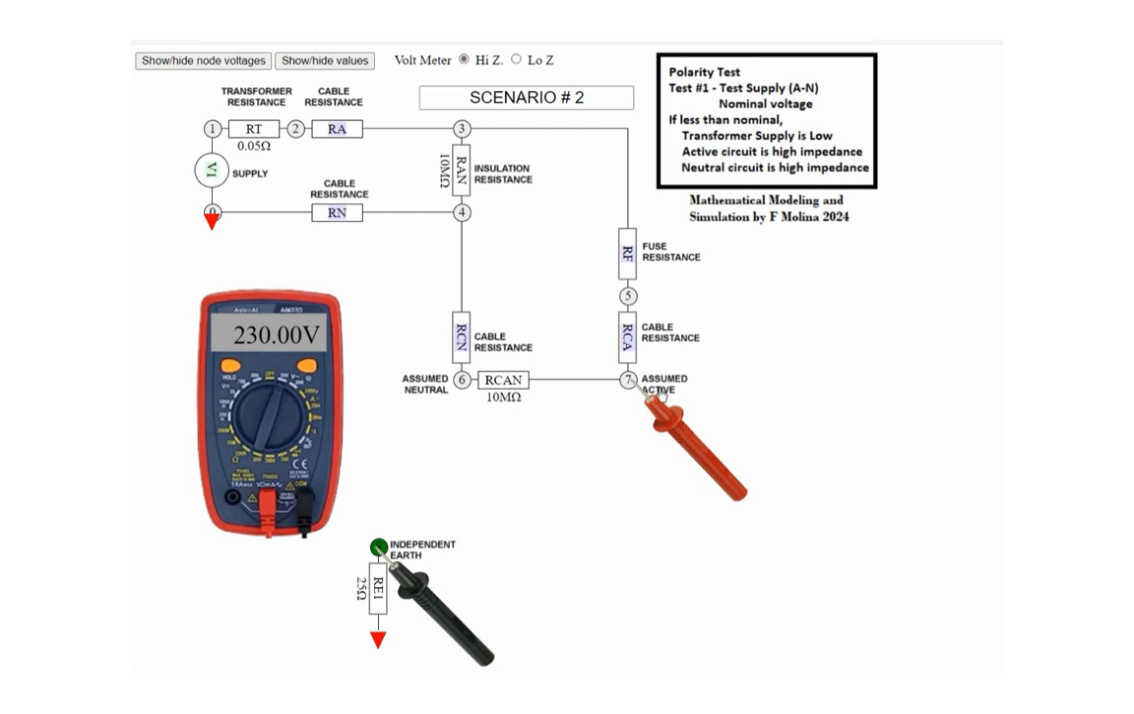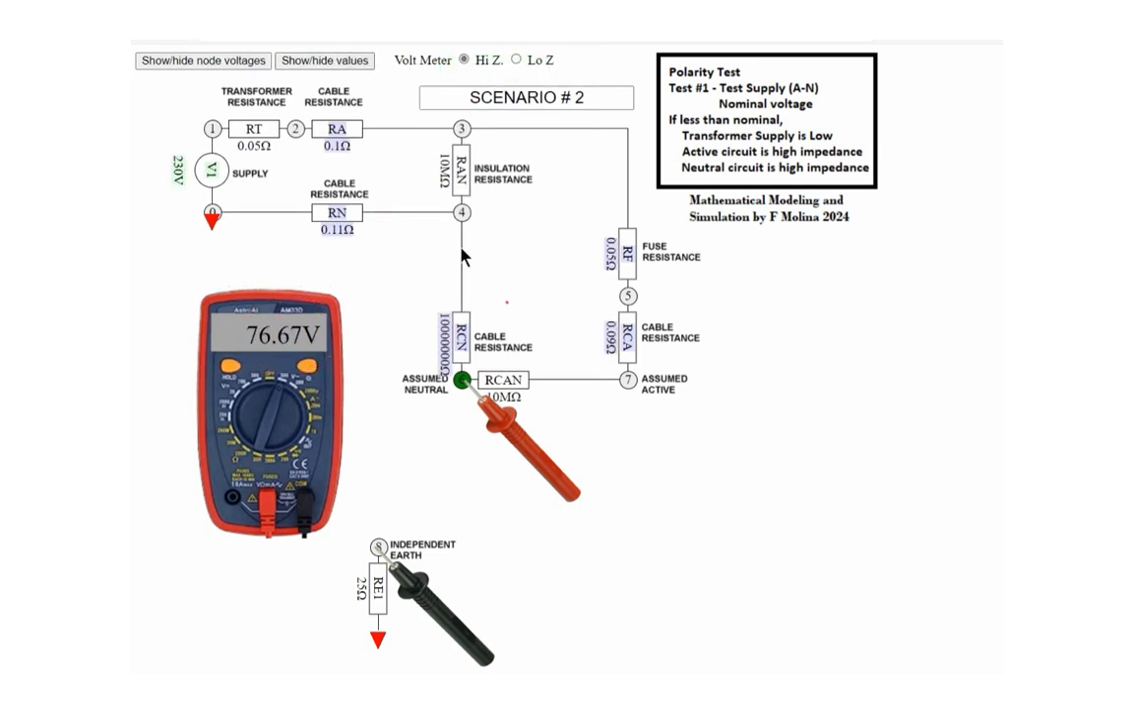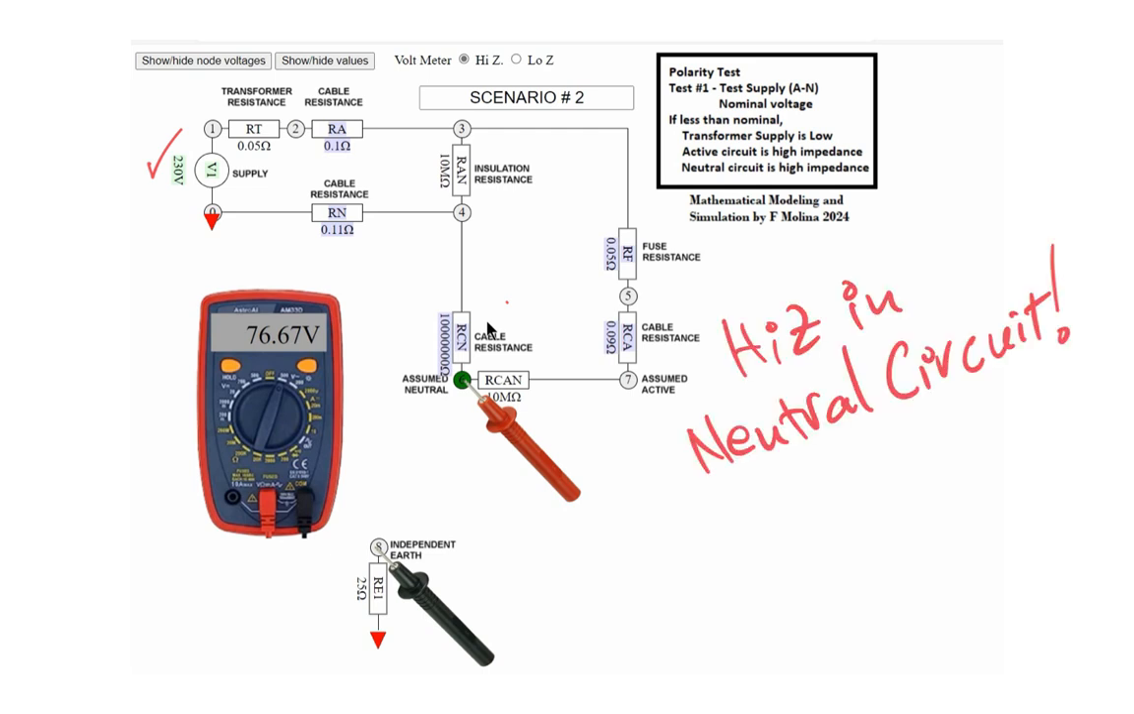Now, we test between the neutral node and the independent earth. The voltmeter reads 76.67 volts. When toggling to low Z, the voltage drops to a very low value, confirming phantom voltage or high resistance in the neutral circuit. By reviewing the component values, we can see that the supply is at 230 volts, but there's a high resistance, 10 megaohms, across the neutral supply cable, RCN.